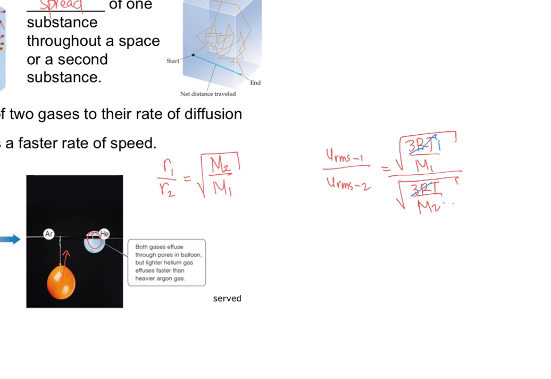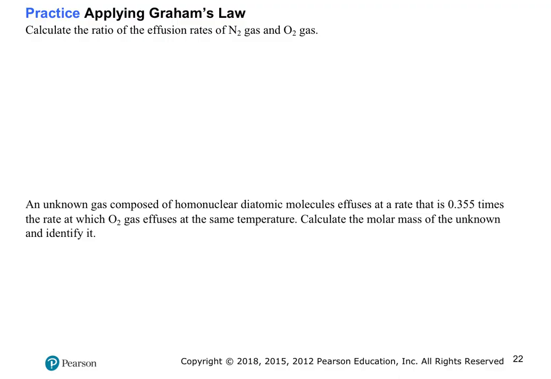So a denominator of a denominator becomes a numerator. So we end up getting the rate or the speed of one molecule over the rate or speed of the other molecule is equal to the mass of the second molecule over the mass of the first. So I very much encourage you to write down which molecule you're talking about. Which totally leads into this next topic.